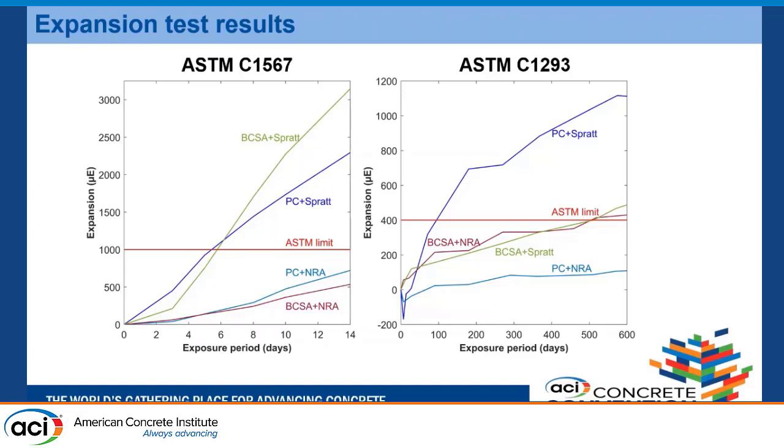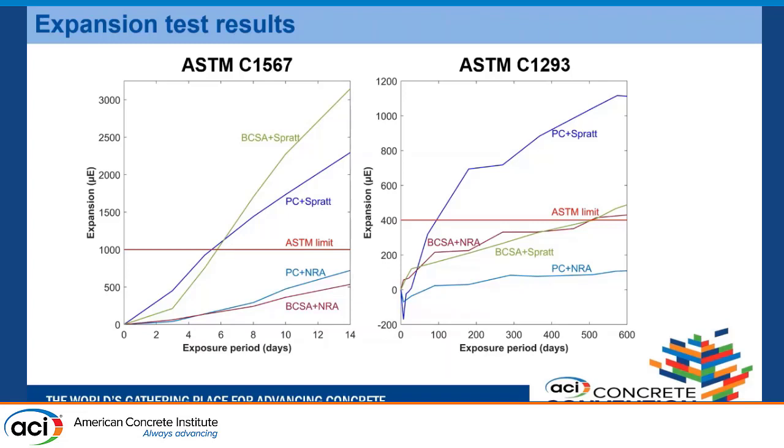Now let's compare with the results of the long-term test, ASTM C1293, which again has a limit. The limit here is 400 microstrain. When we see the performance here, it is contradictory. Portland cement with Spratt shows the highest expansion, and the performance of BCSA with Spratt is significantly lower, with less expansion. Even so, it still fails the test.